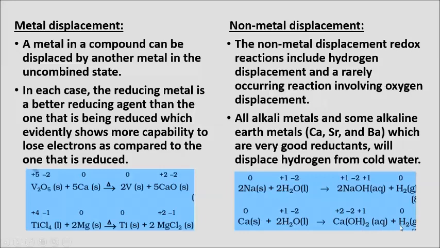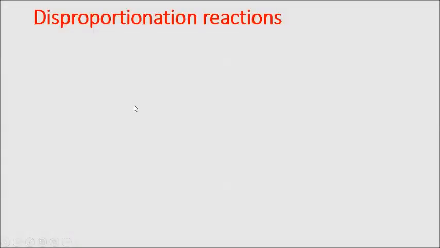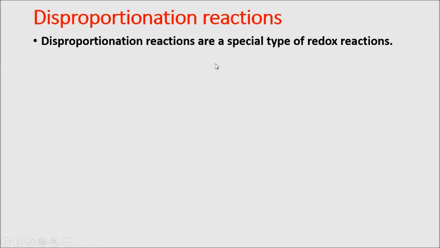So in this non-metal displacement, the hydrogen displacement is there. From water, the hydrogen has been displaced, and it forms hydroxide as well as hydrogen gas. So this is the third type of redox reaction. And the last one is the disproportionation reaction, and it is a special type of redox reaction.